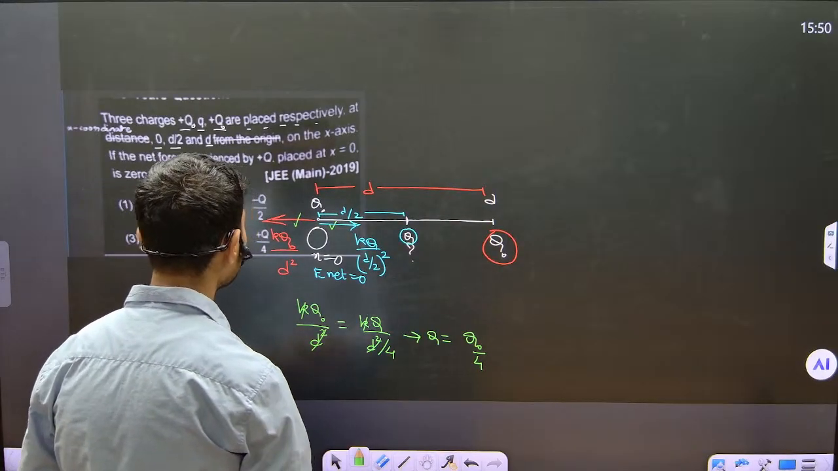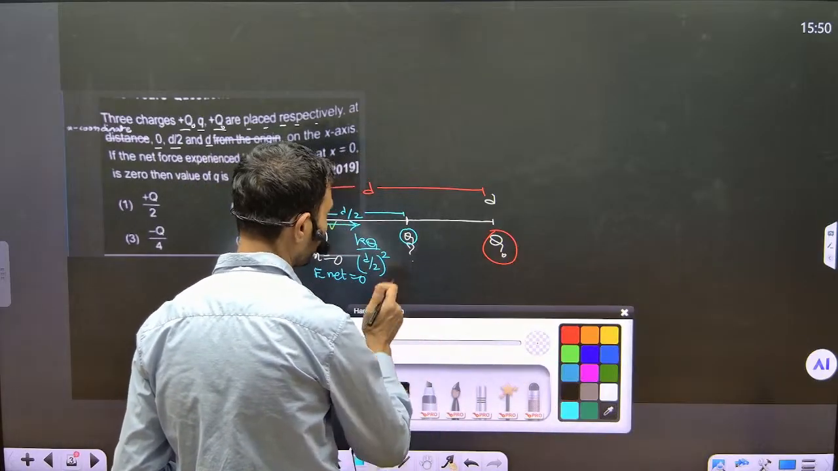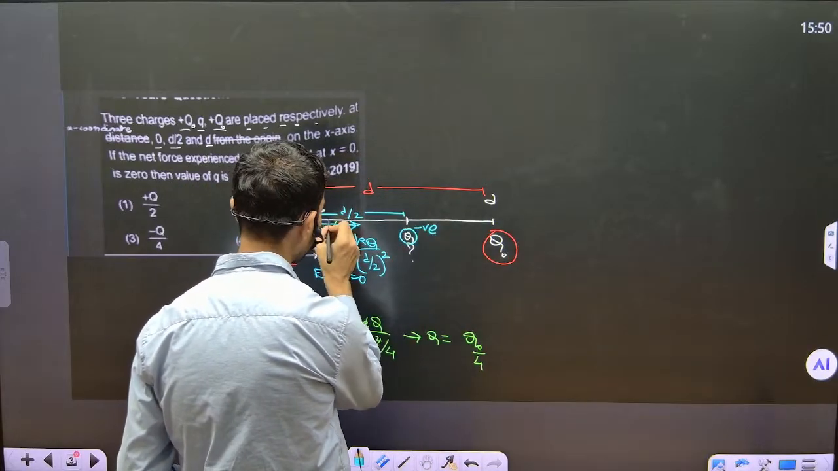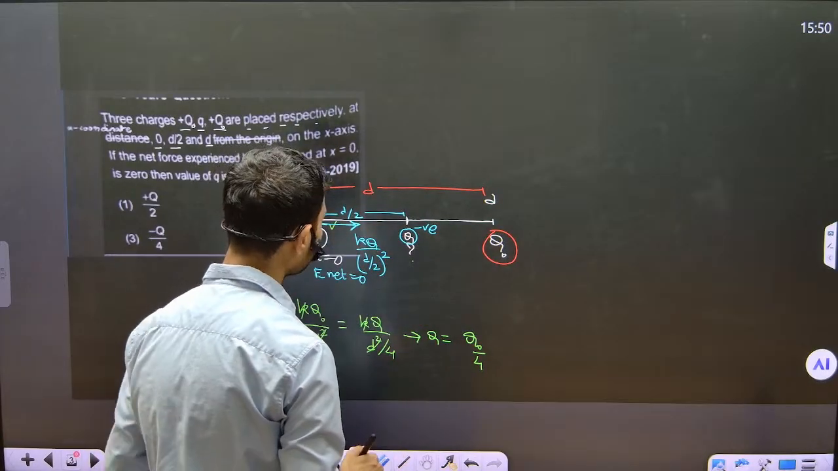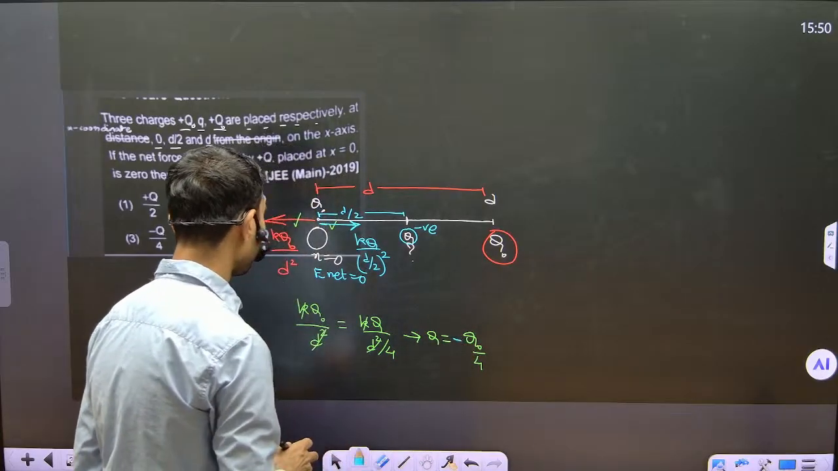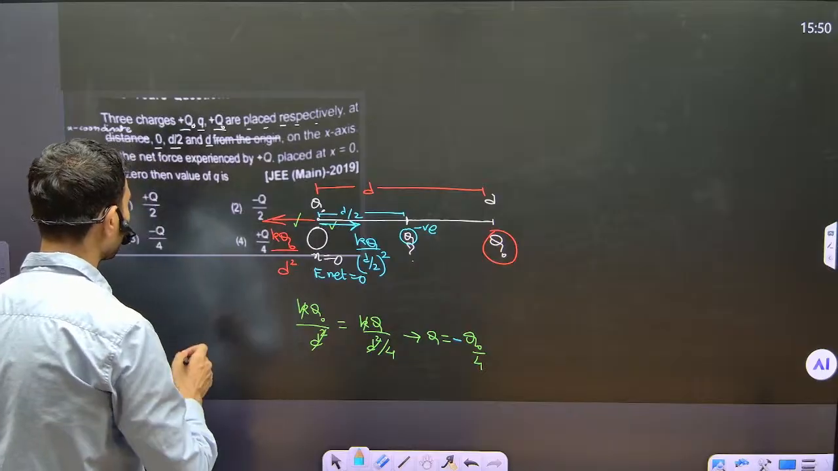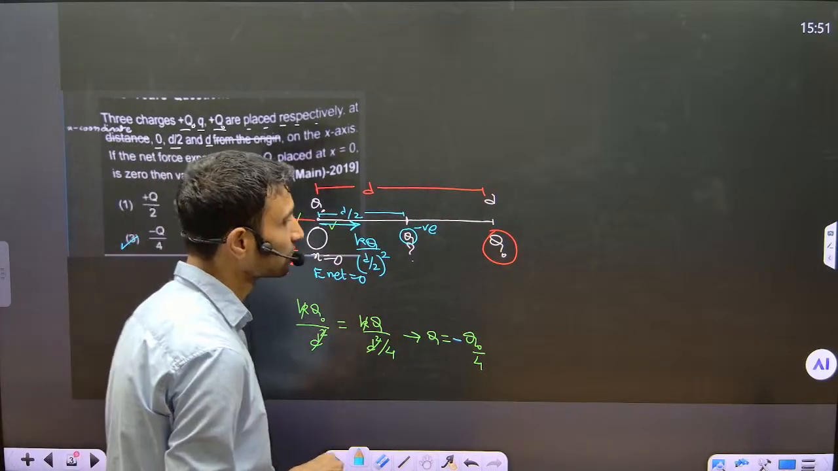And that too, it should be negative. That is why electric field is towards it, right? For it to be towards, it has to be negative charge. Whereas because of Q naught, it is away. So this will be negative of Q naught by 4. So which option are we getting? Got it?